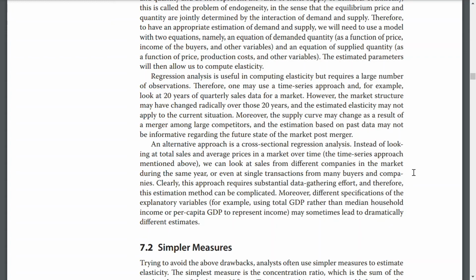An alternative approach is a cross-sectional regression analysis, instead of looking at total sales and average prices in a market over time, the time series approach mentioned above. We could look at sales from different companies in the market during the same year, or even a single transaction from many buyers and companies. Clearly, this approach requires substantial data gathering efforts, and therefore this estimation method can be complicated. Moreover, different specifications of the explanatory variables, for example, using the GDP rather than median household income per capita to represent income, may sometimes lead to dramatically different estimations.